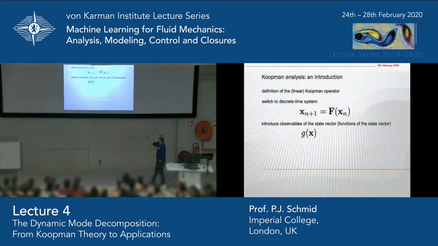So let me also switch between the continuous and the discrete one too. If we have data, of course, we most likely have a time discrete system. So we have x_{n+1} is f of x_n. And then we introduce observables. So that is a function on our vector space, on our state space X, that we're going to observe in time.